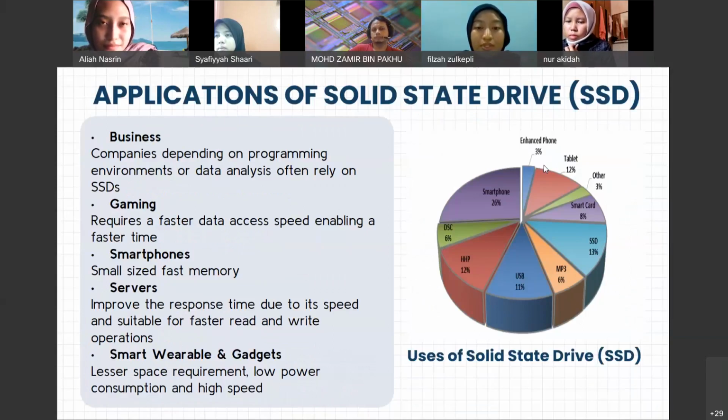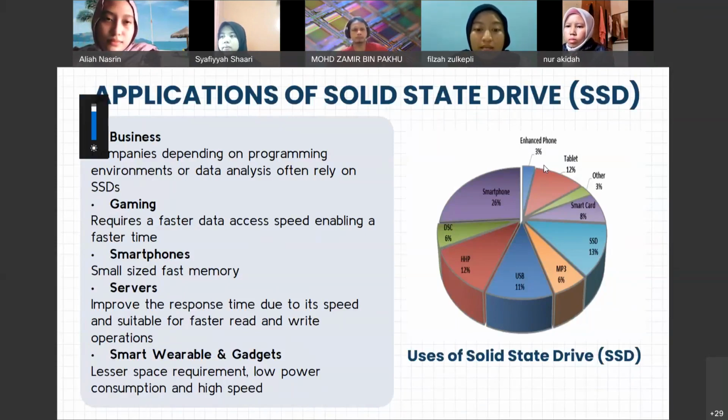The next slide is applications of solid state drive. Okay. Initially, solid state drives (SSD) were designed for consumer devices. With the increased speed and power, various other sectors also have a huge demand for them. Some are discussed below. For the first one, business sector. Companies depend on programming environments or data analysis offered on SSD, as access time and file transfer speeds are critical.